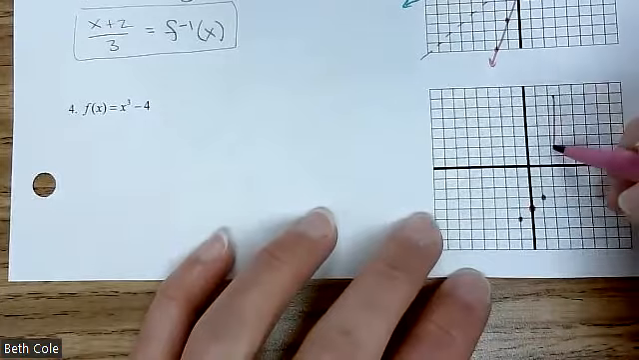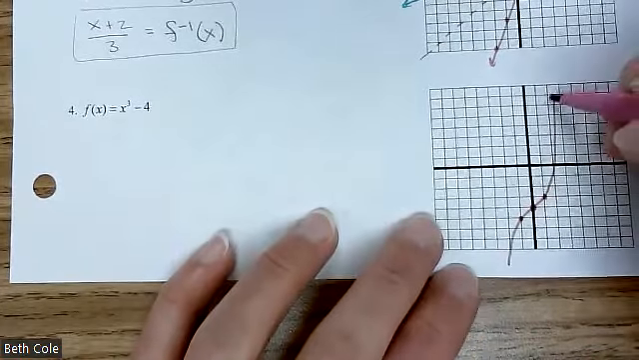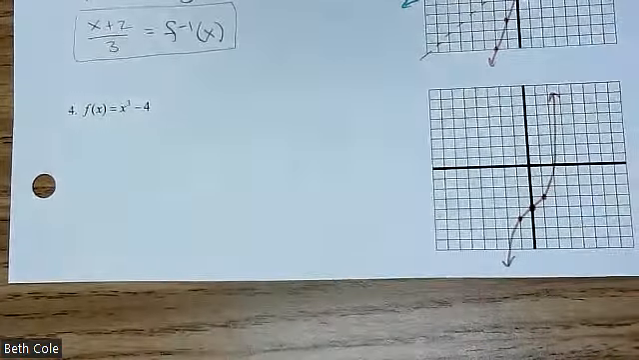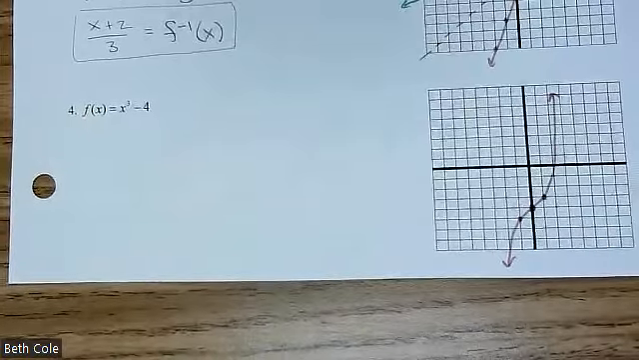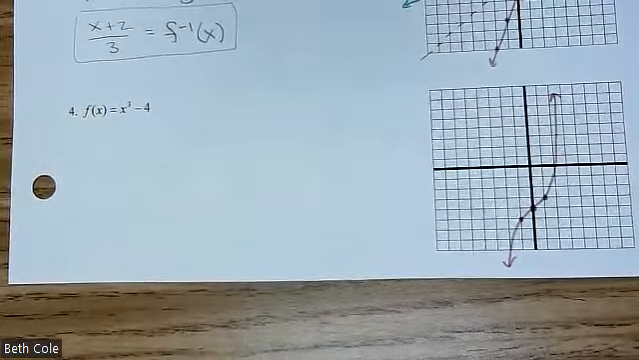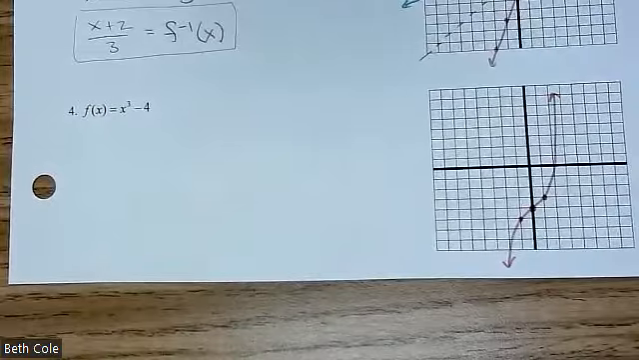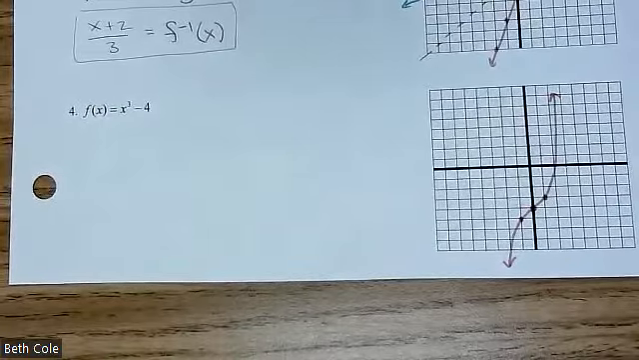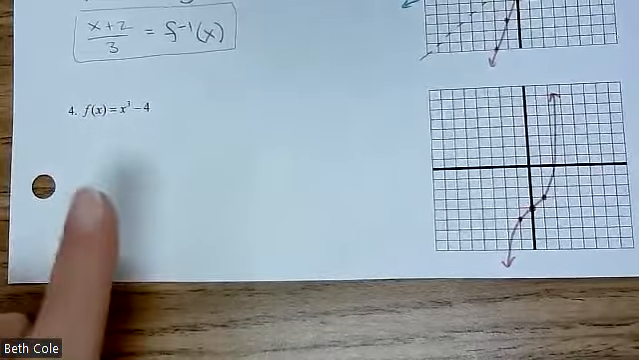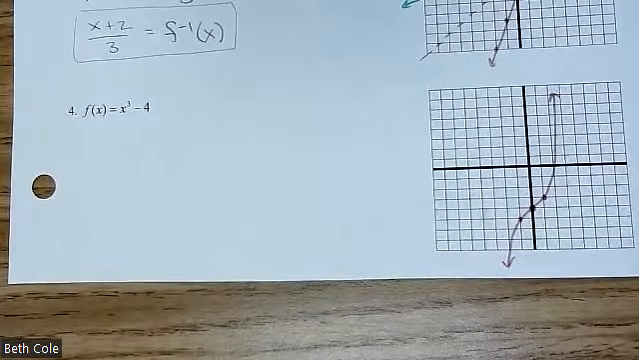And it's going to do something like this. That's what knowing your parent functions and the transformations is so helpful. Because if you just know what the shape is, you don't really have to do a whole lot more work. And you can graph the inverse without even finding the inverse. Just take those points and switch them, all right?